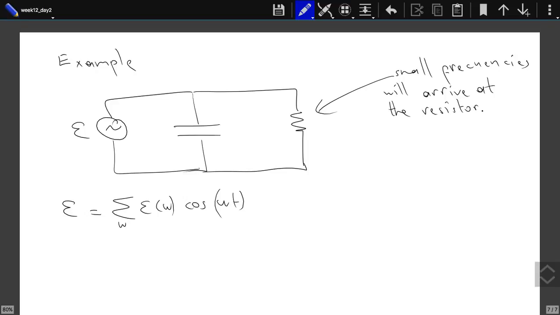If it is a short circuit, all the current will run through the capacitor, and no current will run through the resistor. So it basically means that low frequencies will reach the resistor, but high frequencies will not reach the resistor. Well, if the resistor is your speaker, what kind of a sound will you hear? The low frequencies? Yeah. Low frequencies, you just hear this thick sound.